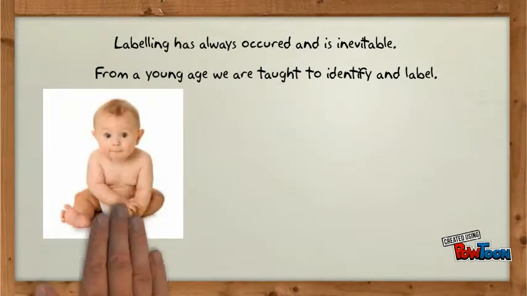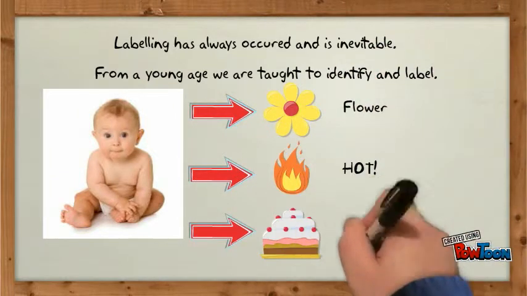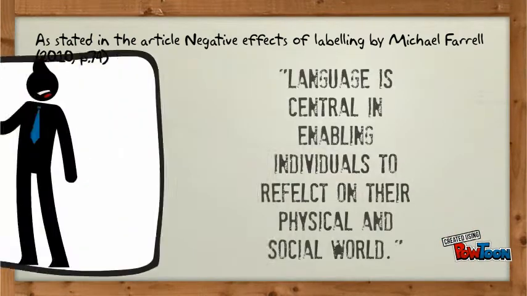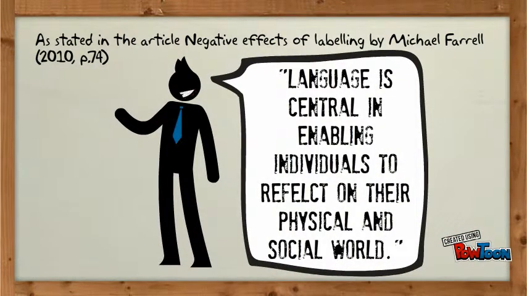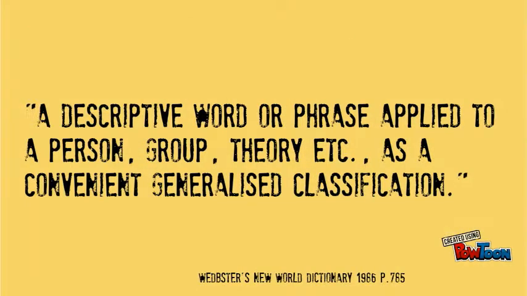Labelling has always occurred and is inevitable. From a young age, we are taught to identify and label to make sense of the environment around us. Michael Farrell, in the article Negative Effects of Labelling, states that language is central in enabling individuals to reflect on their physical and social world. A label is defined as a descriptive word or phrase applied to a person, group, theory, etc. as a convenient, generalized classification.